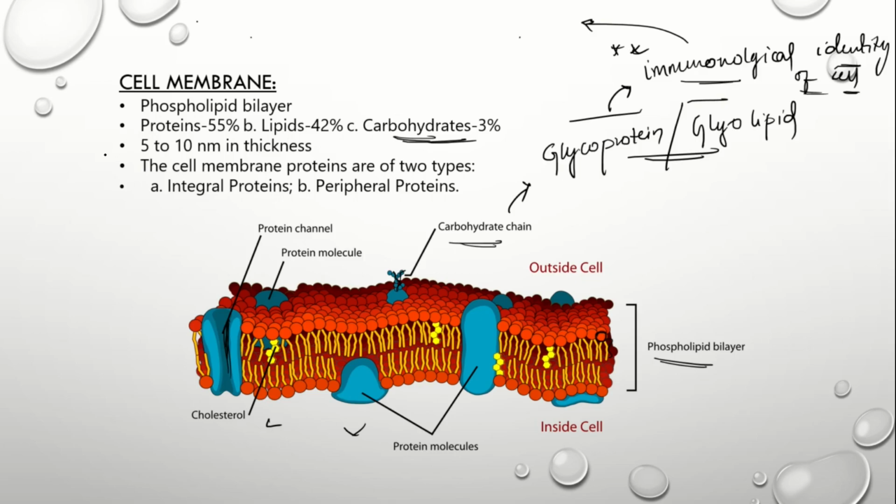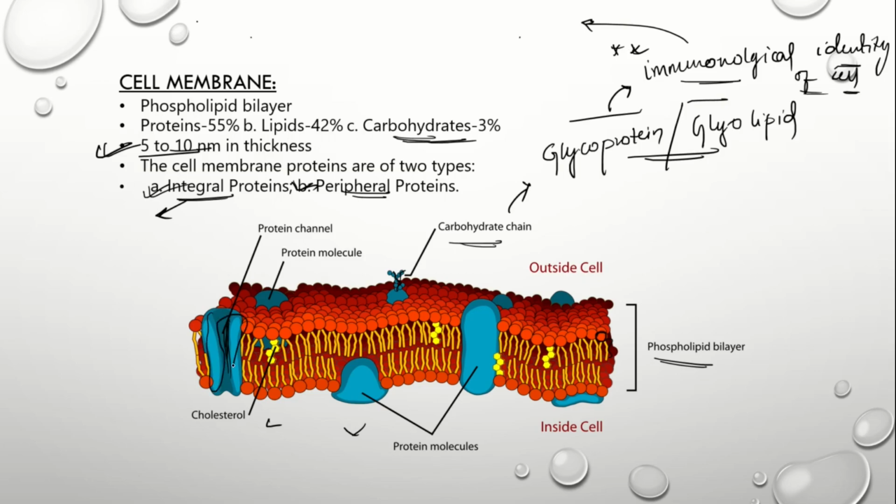Now, the thickness of the cell membrane is 5 to 10 nanometer. Along with this, inside the cell membrane there are two types of proteins present. One is integral protein and another one is peripheral proteins. Now, what is the role of these integral proteins and peripheral proteins? First, see the function of integral protein. What do you mean by integral protein?